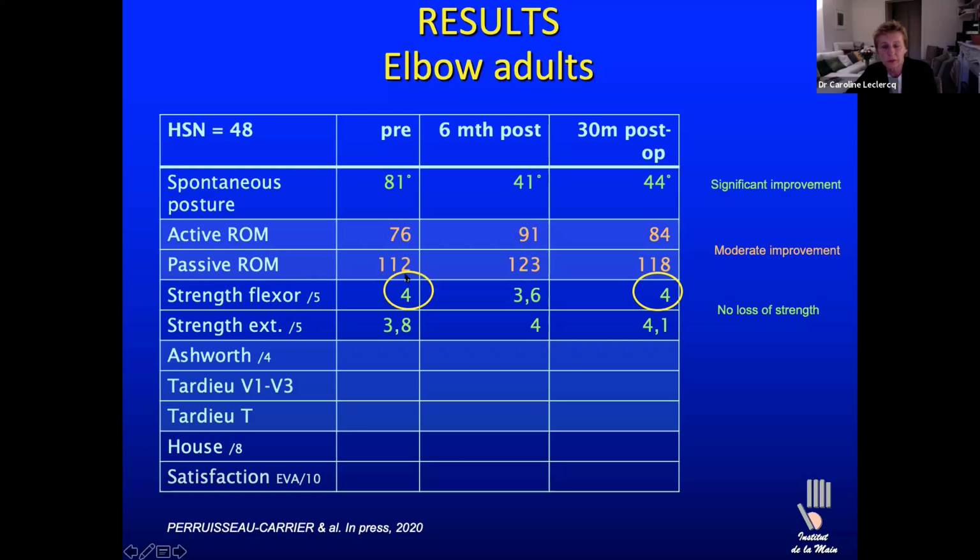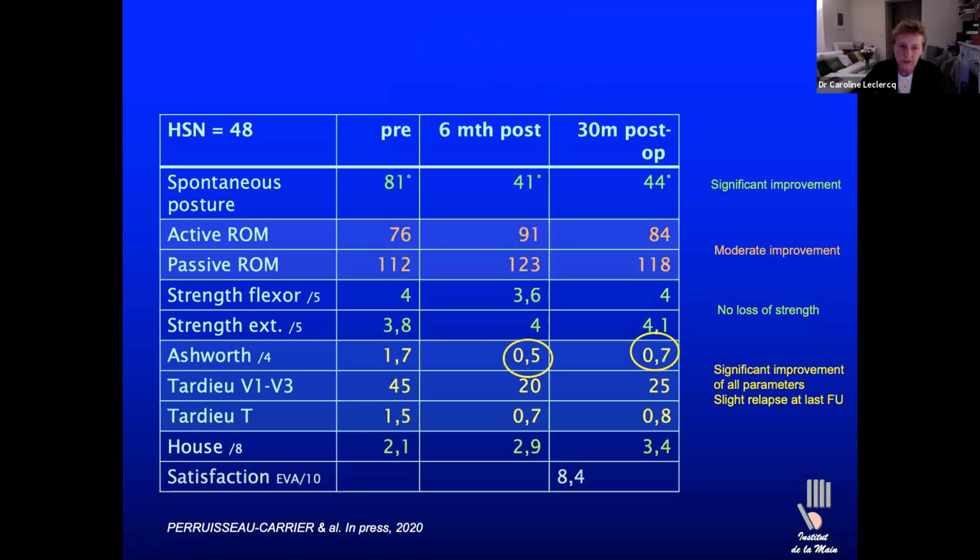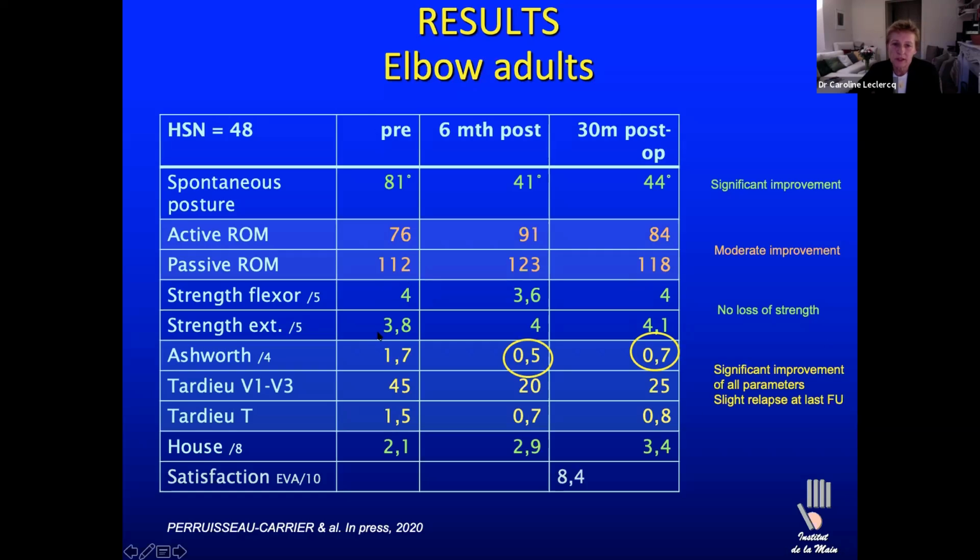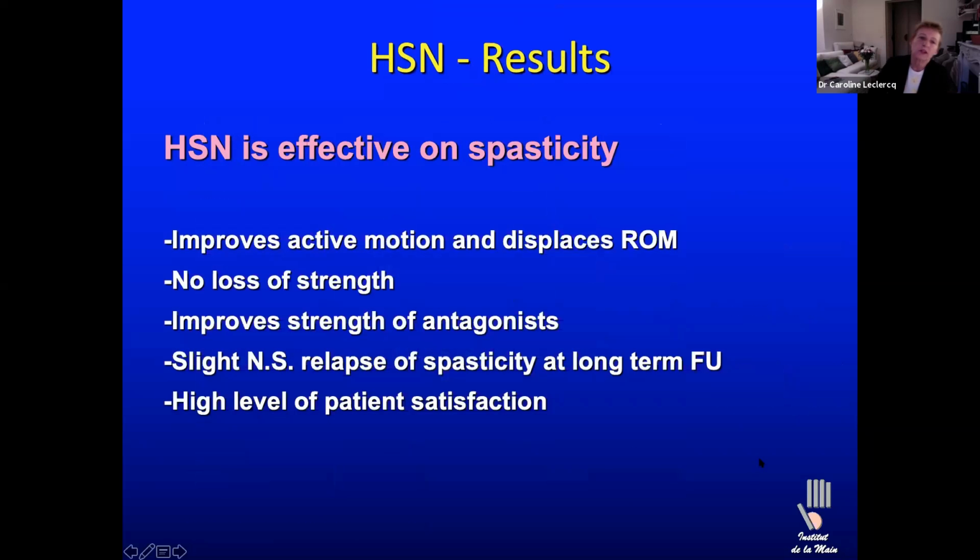And this was very reassuring. And of course, the antagonists have a tendency to gain strength, but this is not surprising. And now finally, the spasticity measurements. You see that all of the spasticity measurements have improved, with, however, a slight tendency to relapse at last follow-up, but this seems to be quite stable in the long term. Function improves to some extent, and satisfaction of the patients is quite high.